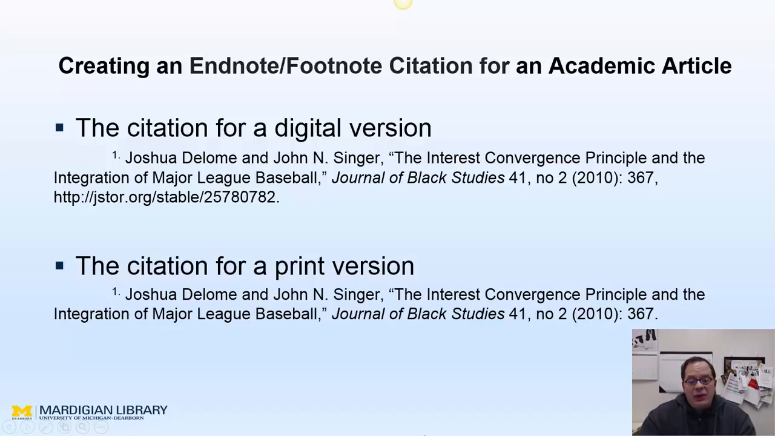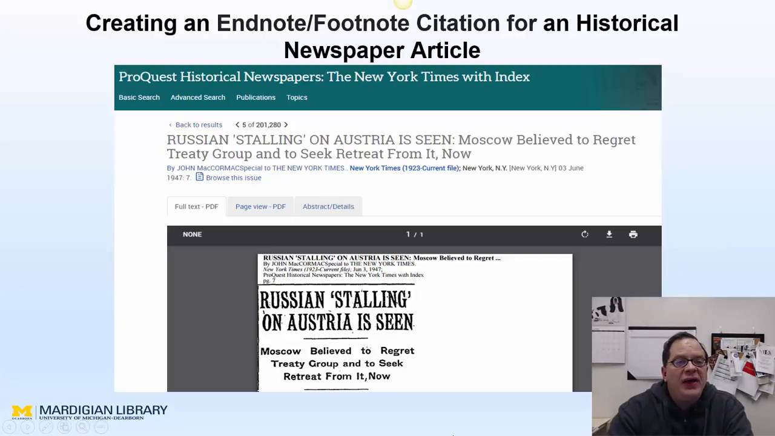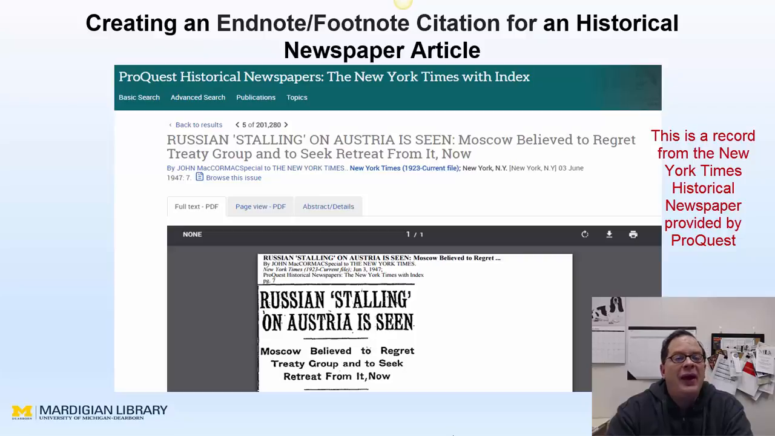So that is what you need to do to create a citation for an endnote or a footnote for an academic journal article. Now, moving into creating an endnote or footnote citation for an historical newspaper article, we are now seeing on the screen a record from the ProQuest historical newspaper, the New York Times.